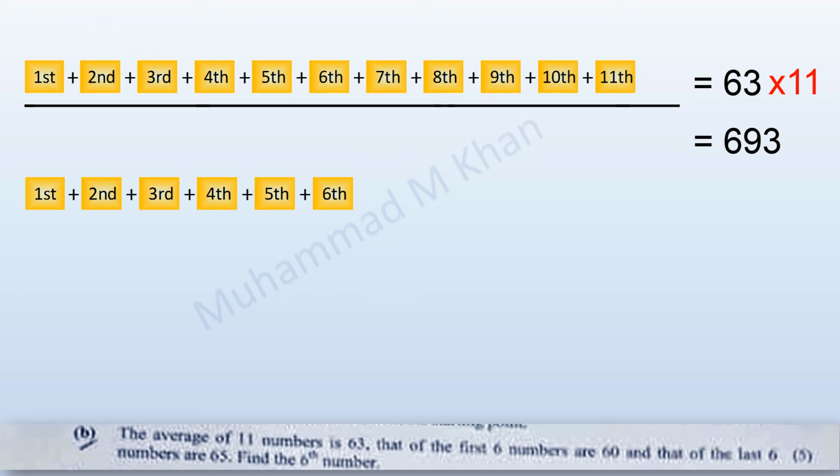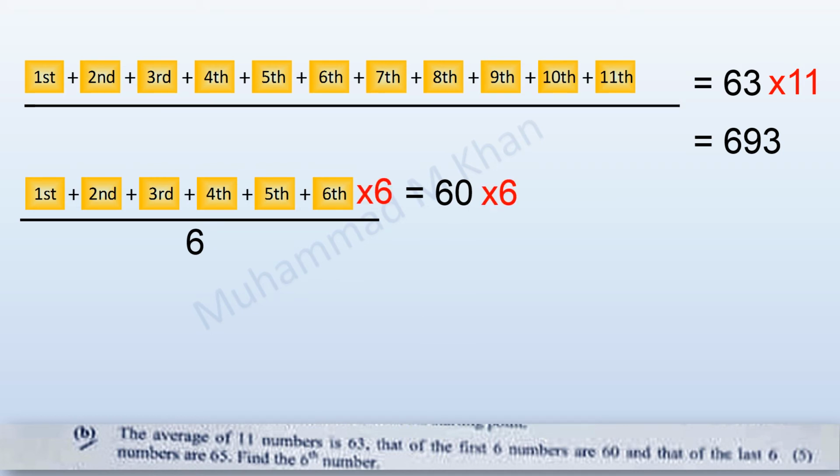And the additional information given in the question is that the average of the first 6 numbers is 60. It means that the sum of the first 6 numbers was divided by 6 and the result was 60.